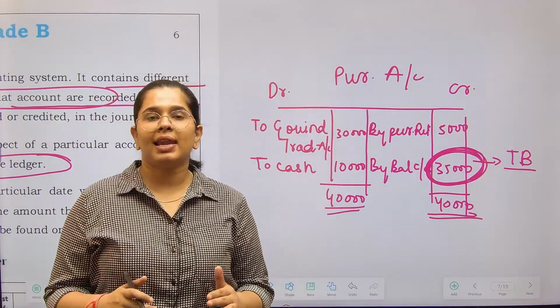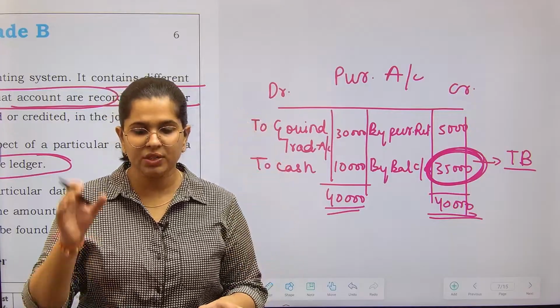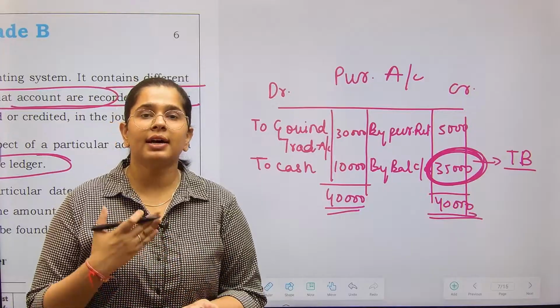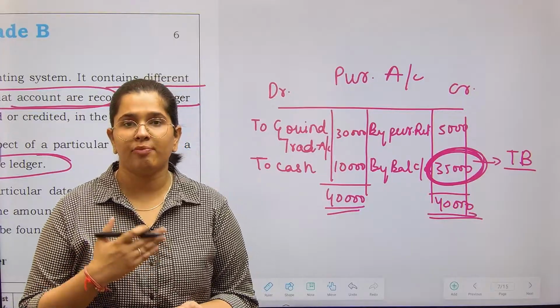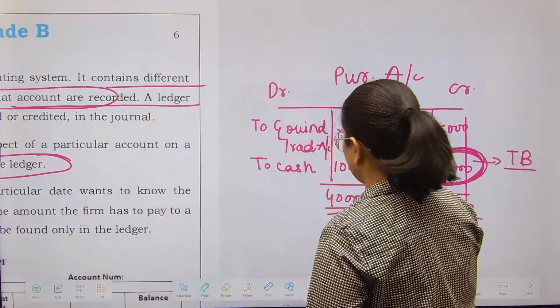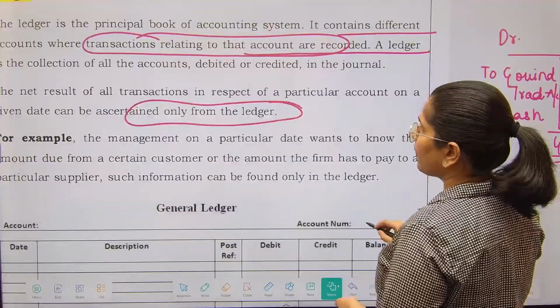ठीक है? In the trial balance I will be matching all the debits with all the credits, and it is going to tell me the arithmetical accuracy of my books of accounts. ठीक है, क्या है arithmetical accuracy? Let us see this.